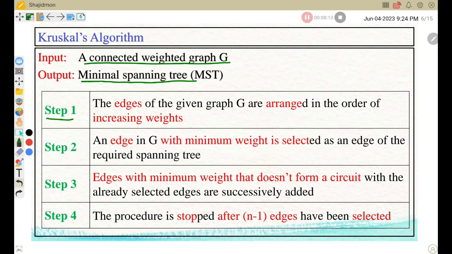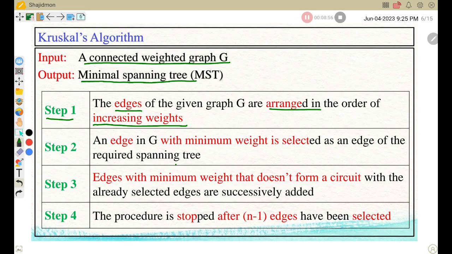In step 1, the edges of the graph are arranged in order of increasing weight. First write the smaller weight, then the next bigger, like increasing weight. After that, an edge with minimum weight is selected as an edge of the required spanning tree. The edge of minimum weight is selected and added to the minimum spanning tree. When you are doing the question, you will see that. Now in step 3, edges with minimum weight that do not form a circuit with already selected edges are successively added. This procedure will be repeated until n-1 edges have been selected. These are the 4 steps.